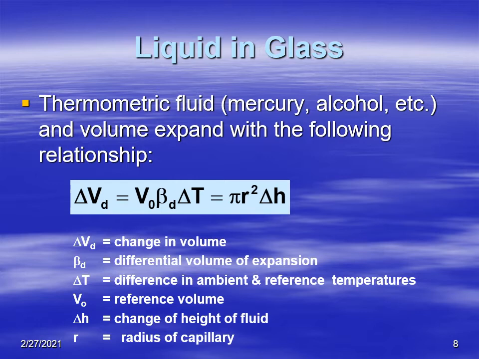Now that can be related to the capillary. In a liquid in glass thermometer, you typically have a very small capillary that has a small radius r. So the area of the capillary is pi r squared. It's a circle. Then multiply that by the change in height of the fluid in the capillary, and that gives you a volume, the change in volume in the stem of the thermometer.